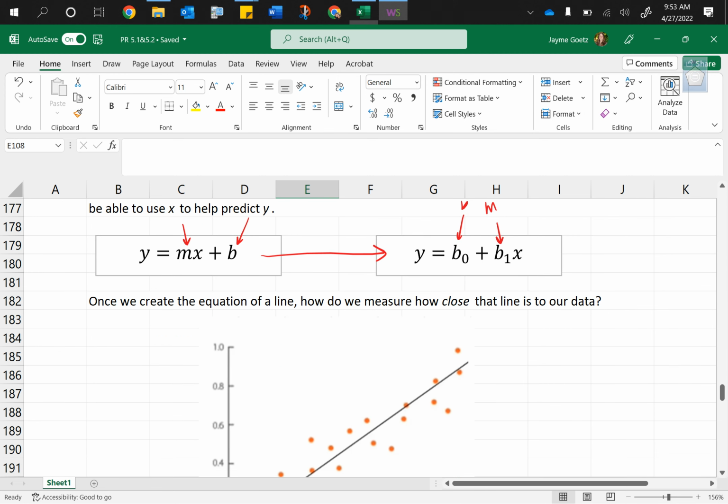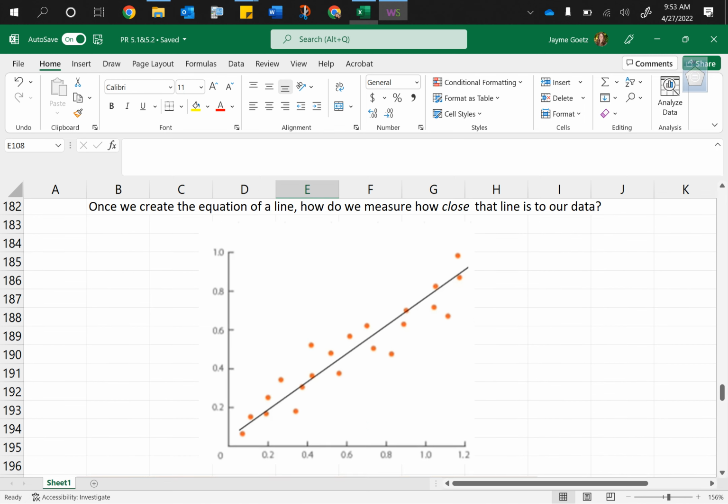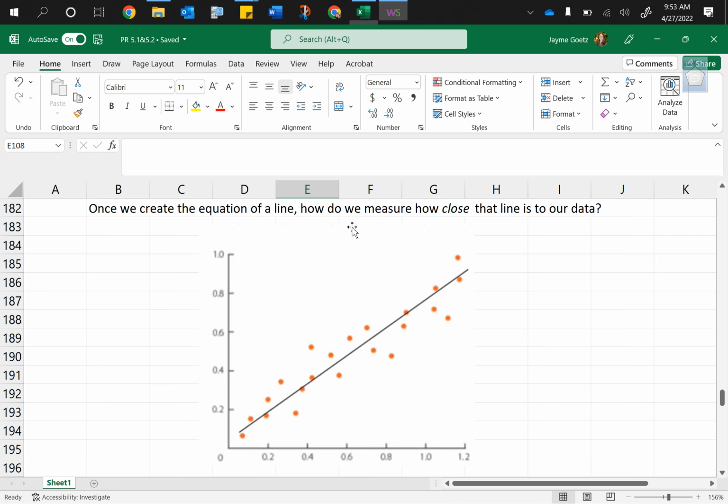So once we create the equation of a line, how do we measure how close that line is to our data? That's really important. I can give you a whole bunch of points and say, create me a line of best fit. And we did this in Algebra 1, where you took your ruler and you drew a line to the best of your abilities that split those points in half. You wanted half on top and half on bottom. Well, that means that sometimes Jordan's line was different than Aisha's line. Things are going to be different because of human error. So how do we determine which line was best? Was Jordan's line more accurate or was Aisha's? How do we know?